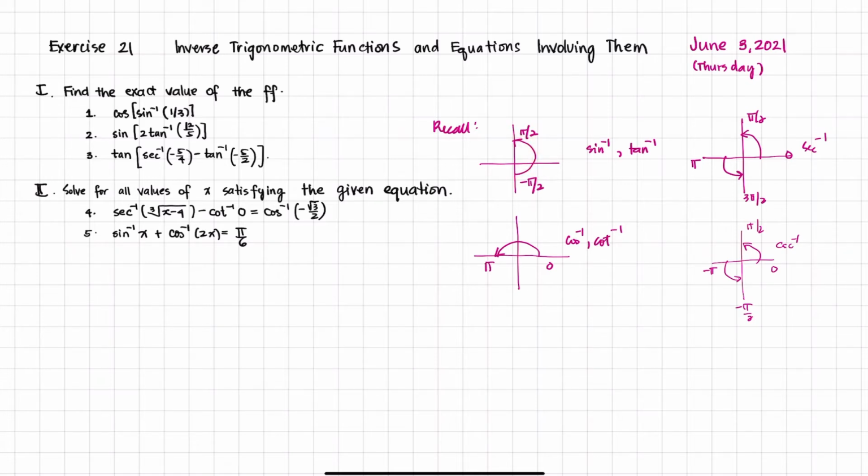Okay? So, yung cosine inverse and cotangent inverse is between 0 to pi. So, nasa quadrant 1, quadrant 2 lang yon. Si secant inverse, nasa quadrant 1, quadrant 3. So, 0 to pi over 2, pi and 3 pi over 2. Yan yung restrictions. While, yung kay cosecant inverse, nasa quadrant 1 and quadrant 4. Pero iba yung restriction niya. It's from negative pi over 2 to 0 to pi over 2.